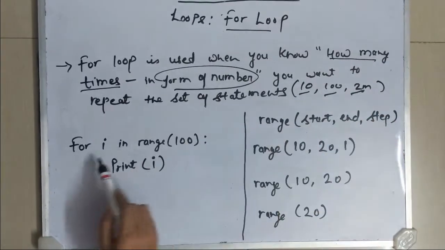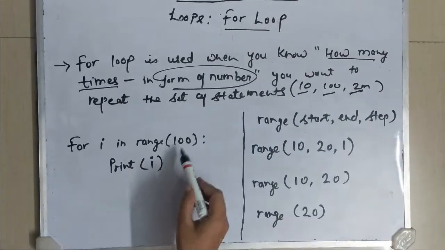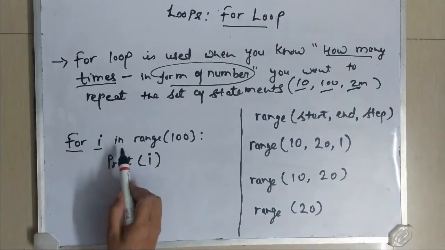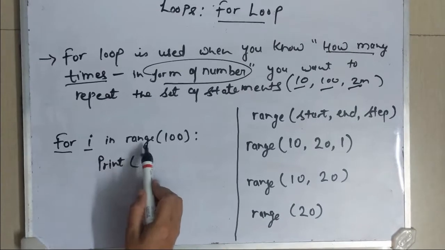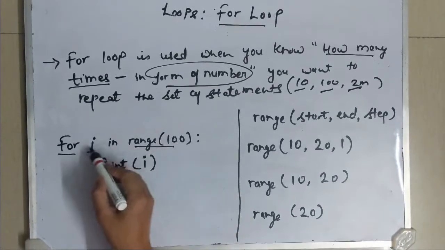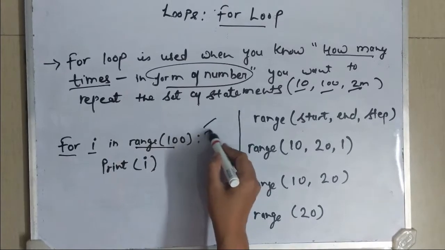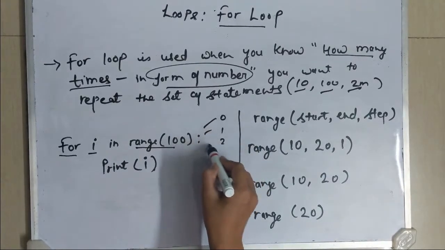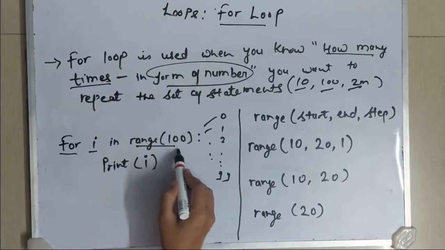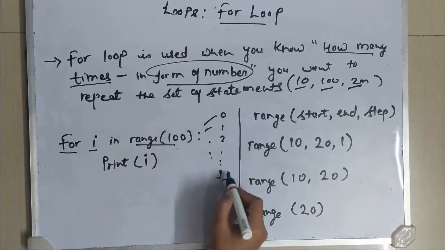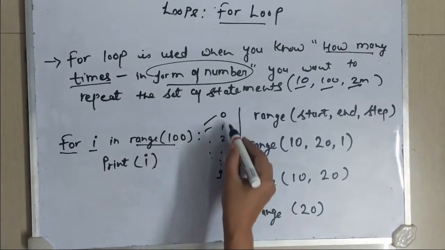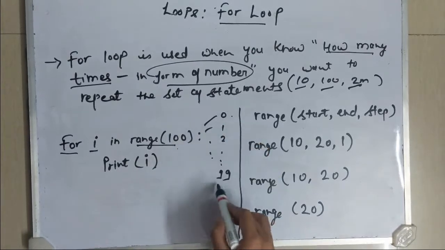So we are taking an example over here. Suppose I want to print some numbers. I have written a loop: for i in range(100), where i is a variable. What this range function will do is assign the value of i from 0 till 99. So the range function generates values from 0 to n minus 1. Suppose I had written 1000 instead of 100, then it would have generated values from 0 to 999.